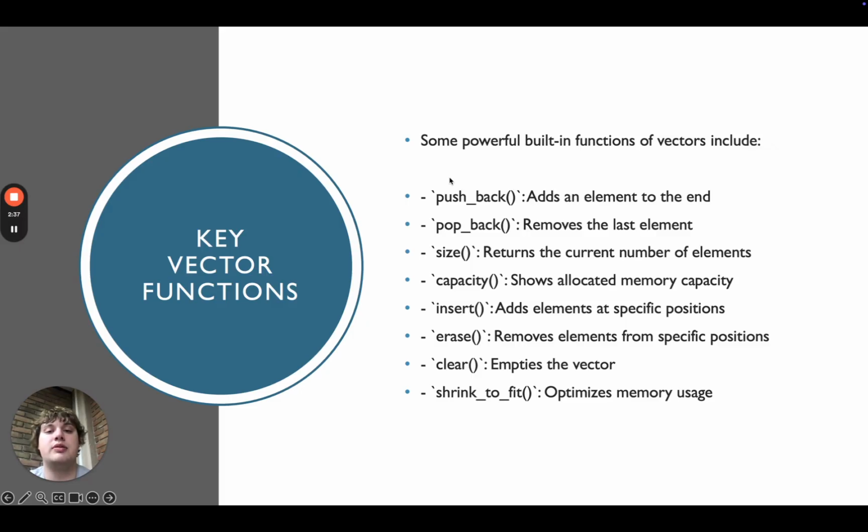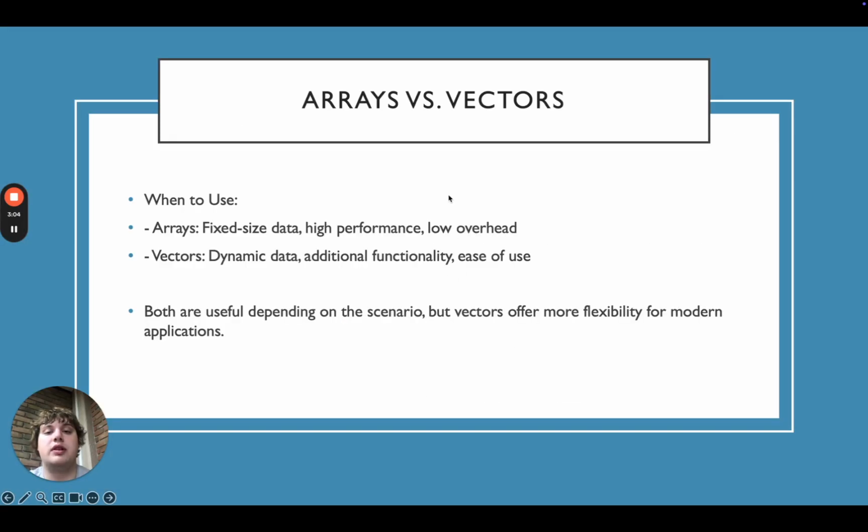Erase removes elements from specific positions or ranges, making it easy to modify your data. Clear empties the vector entirely, resetting it while retaining allocated memory. And shrink_to_fit reduces the capacity of a vector to match its current size, optimizing memory usage. These built-in functions are what make vectors so powerful compared to arrays. Instead of writing custom logic for adding, removing, or managing elements, you can rely on these functions to handle most of the heavy lifting. When to use vectors and arrays?